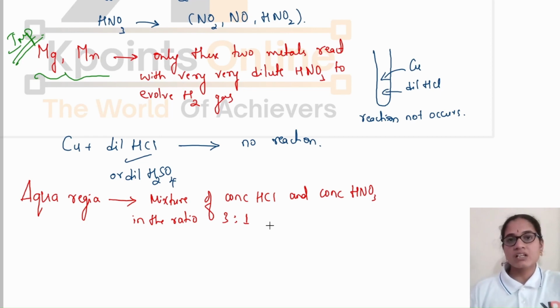Those metals which are above hydrogen in the activity series will displace hydrogen from dilute acids like dilute hydrochloric acid and dilute sulfuric acid. Whereas these metals will not liberate hydrogen when they react with dilute nitric acid. Only two metals that liberate hydrogen on reacting with dilute nitric acid are magnesium and manganese. Okay, you should remember all these facts. And the metals which are placed below hydrogen in the activity series will not displace hydrogen from these acids. So copper, silver, gold will not react with dilute HCl or dilute sulfuric acid to form salt and hydrogen gas. Okay.